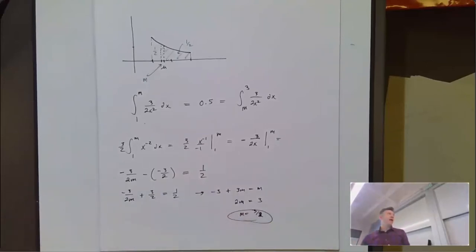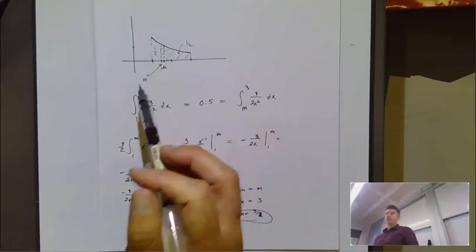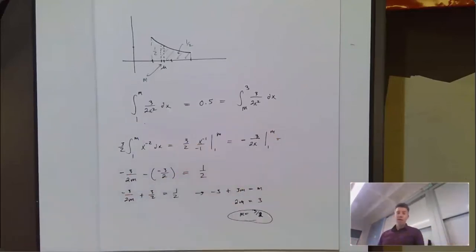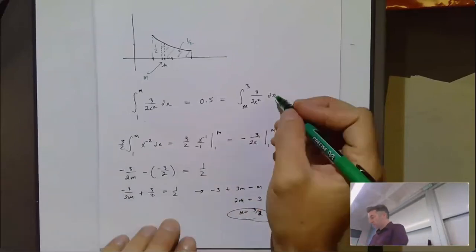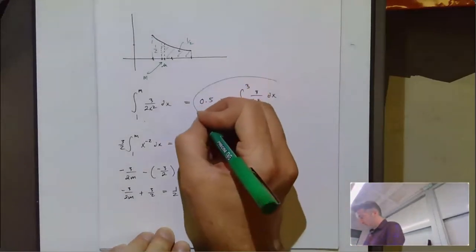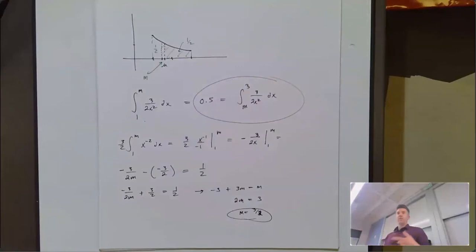So 3/2, which is a little bit less than what our mean was. Our mean was like 1.6 something. 3/2 is the place where half the data is above and half the data is below. You would also have gotten the same thing if you had worked with this one. If you'd set it equal to 1/2, you would also end up getting m equal to 3/2. It's kind of neat.